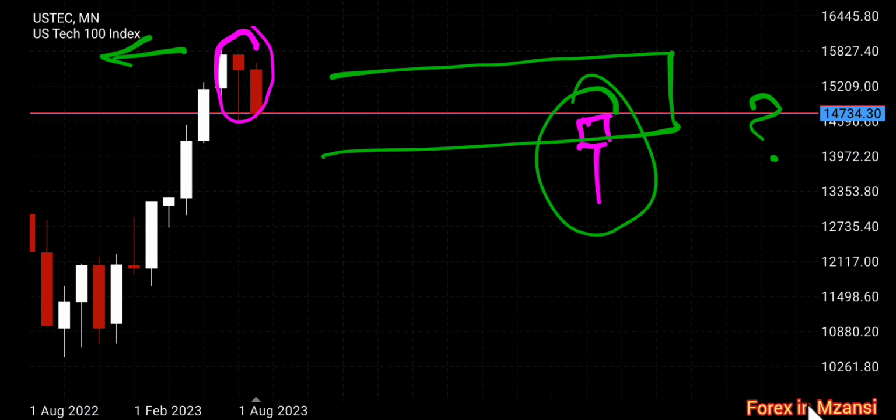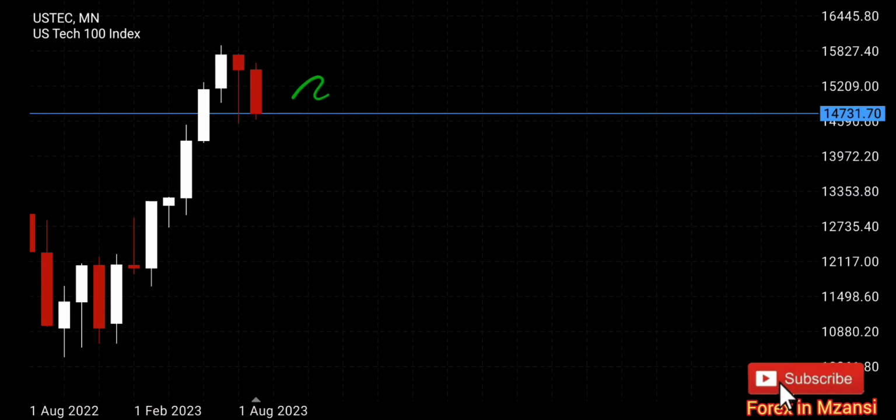Are the bulls trying to show us that they are strong enough? They want to challenge and break the resistance? We don't know about that. We'll just wait and see what happens with the next candlestick. And the next candlestick is the one that we have currently.